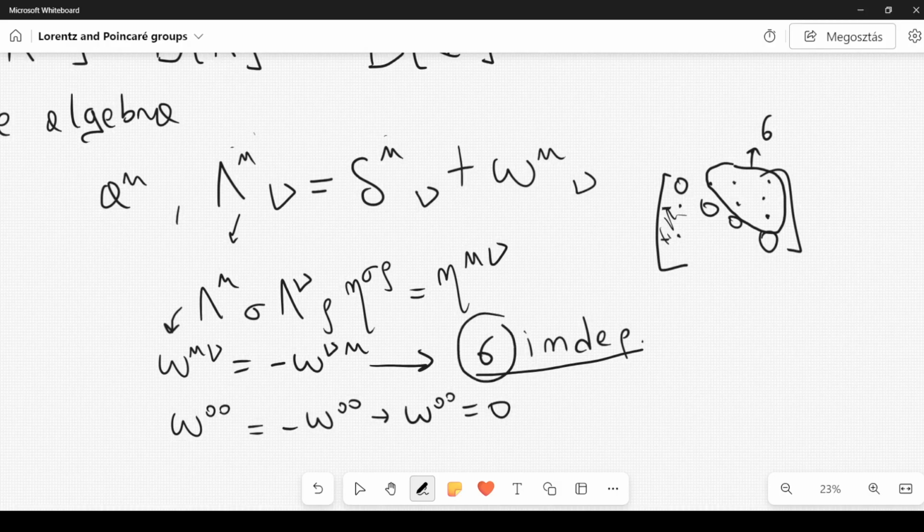And this number is important. It is not a chance, it is not something random. It depends on the fact that we have 3 independent boosts and 3 independent rotations when we consider a Lorentz transformation. So this is an important property of infinitesimal Lorentz transformations, as you can see. So ω^μν must be equal to minus ω^νμ.